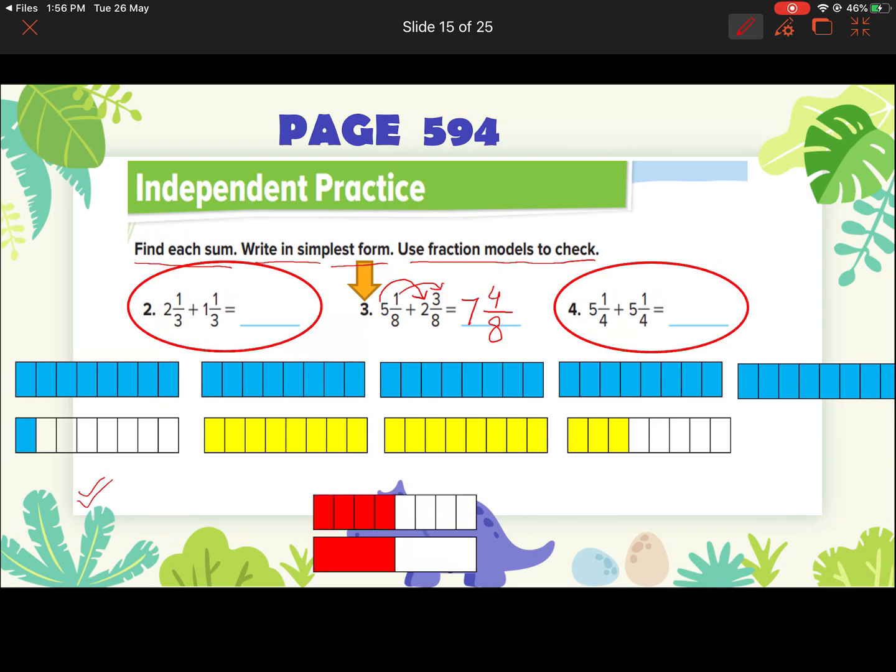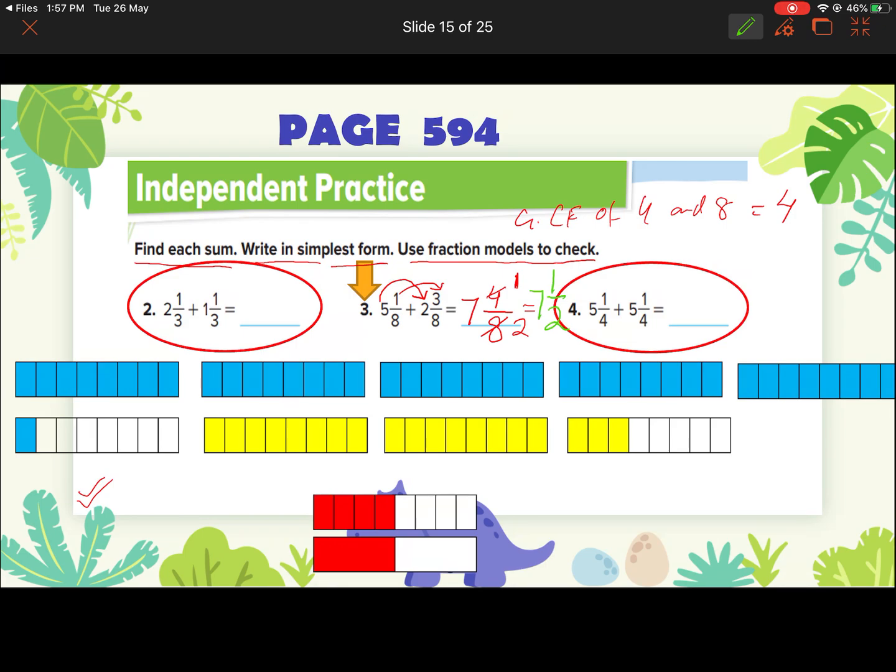So we will see what is the GCF of 4 and 8. The GCF of 4 and 8 is 4. So read the multiplication table of 4 to get 4 and 8. So 4 times 1 gives you 4 and 4 times 2 gives you 8. So the answer is what? Let me change the color. 7 1/2 is our answer. Okay, this is in the simplest form.